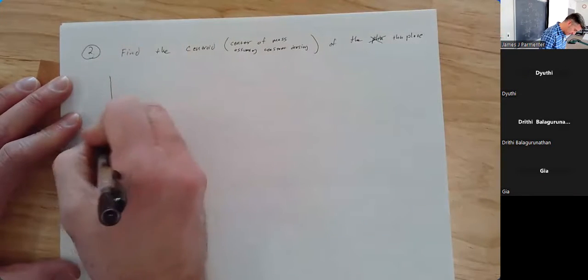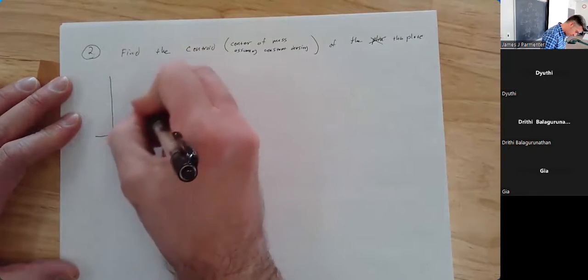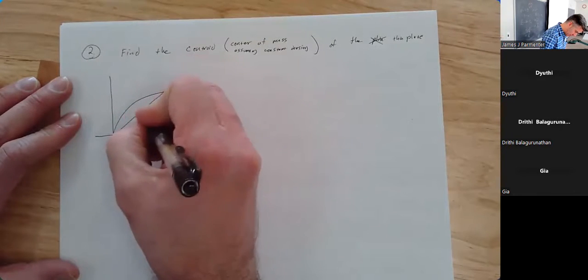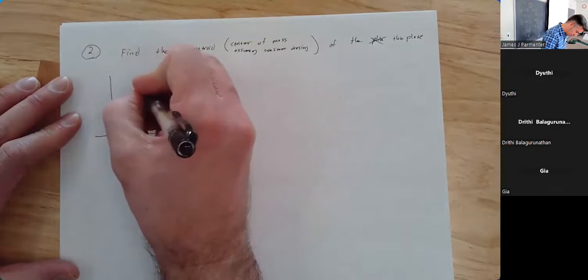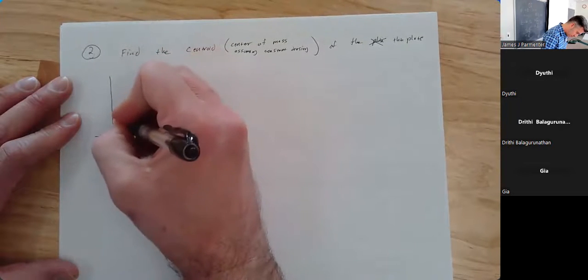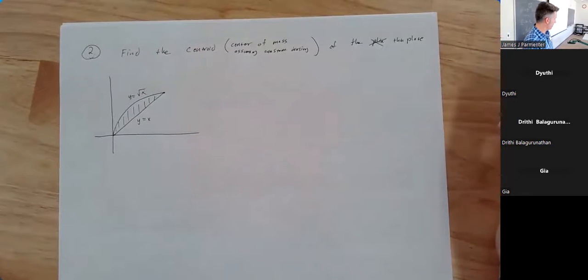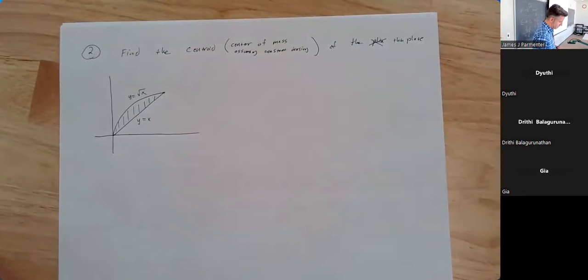Of the thin plate that looks like this. It's bounded by y equals x and y equals the square root of x. We want to know where the center of mass of this shape is.